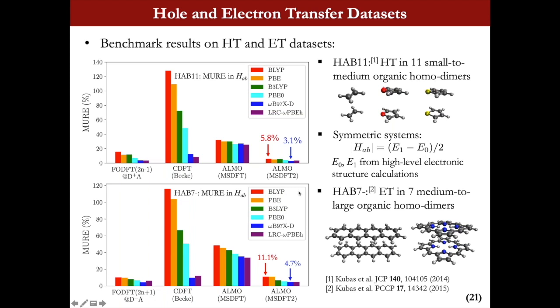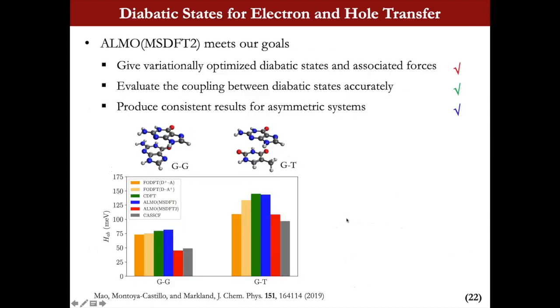And we also looked at the electron transfer cases. The dataset is called HAB7-, and in general, the trends are very similar to the hole transfer case. And we also tested our method on asymmetric systems, these two DNA base pairs. We found that our method can give consistent results regardless of the definition of the initial and the final states. And in general, our method gives the best agreement with reference values.